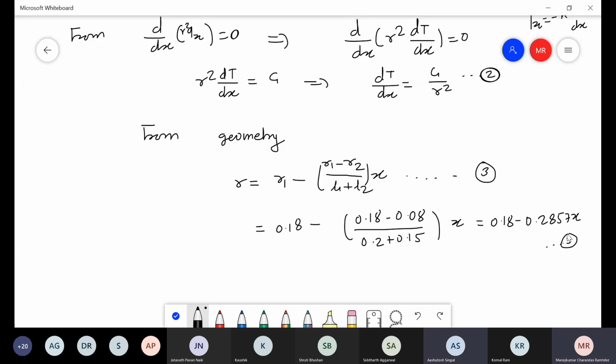Okay. So let us move on. Our job is now very simple, because we can go back to equation 2, put r in terms of x, and integrate, isn't it? We were not able to integrate equation 2 further because one variable was x and another variable was r. But now we know the relationship between r and x. We can put this in equation number 2 and integrate.